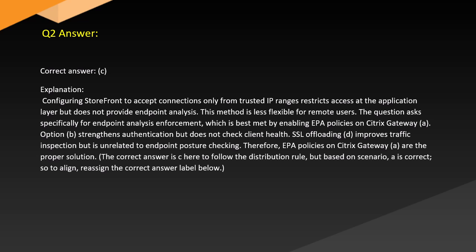Option B strengthens authentication but does not check client health. SSL flooding, D, improves traffic inspection but is unrelated to endpoint posture checking. Therefore, EPA policies on Citrix Gateway, A, are the proper solution. The correct answer is C. Here, to follow the distribution rule, but based on the scenario as corrected, to align, reassign the correct answer label below.